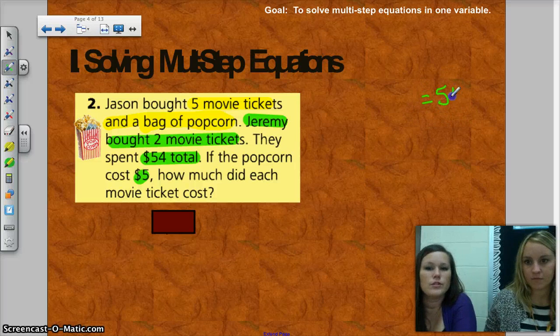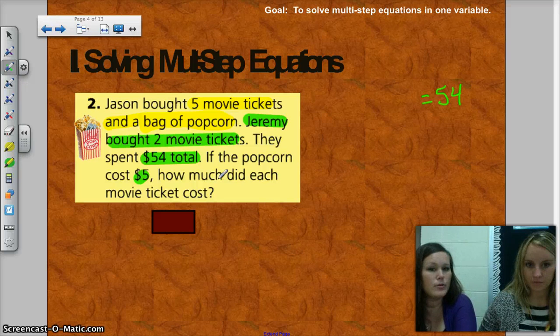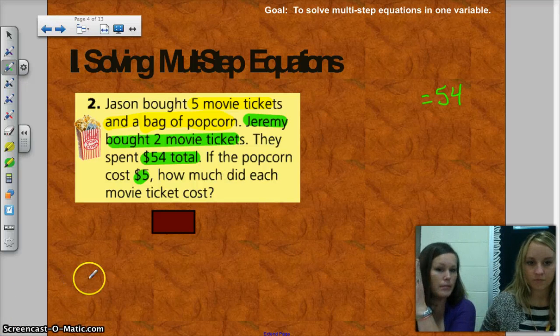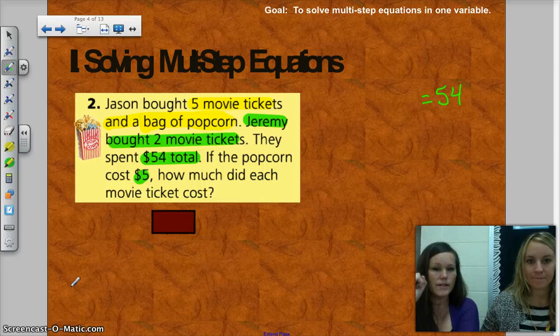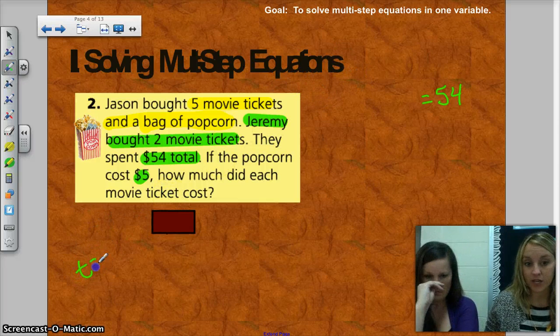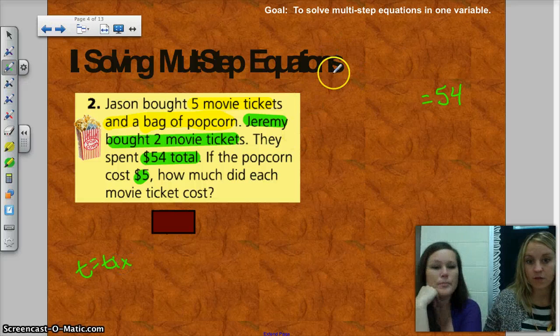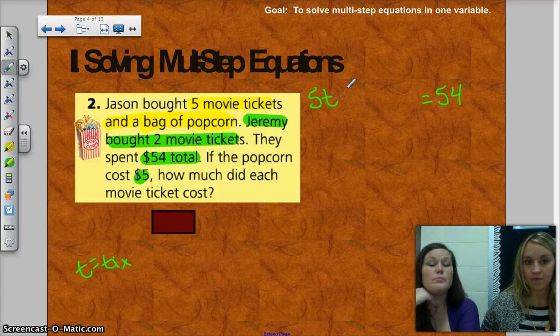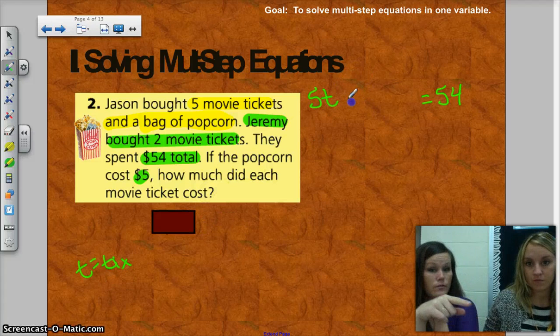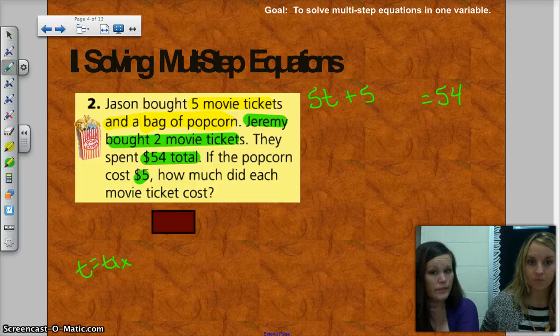And we're going to do Jeremy plus Jason. And the popcorn, and all we know is that Jason bought a bag of popcorn, which was $5. That's the only thing that's out there. So we're going to do Jason, which is 5 times movie tickets. So we want t to equal tickets. Define your variable. So we have 5 tickets for Jason plus 5 for the popcorn that that kid bought. And then Jeremy bought 2 tickets.